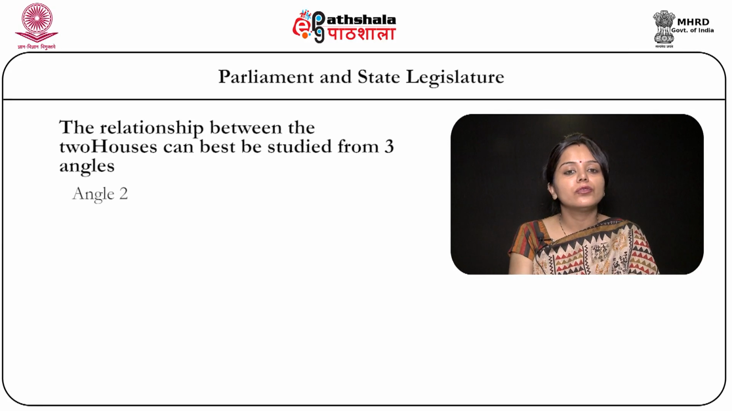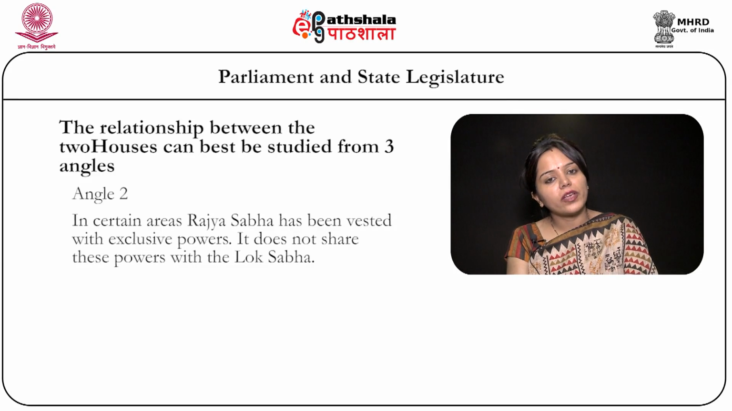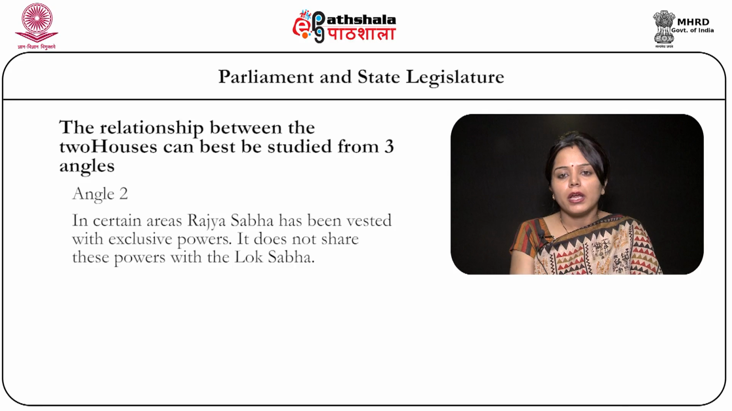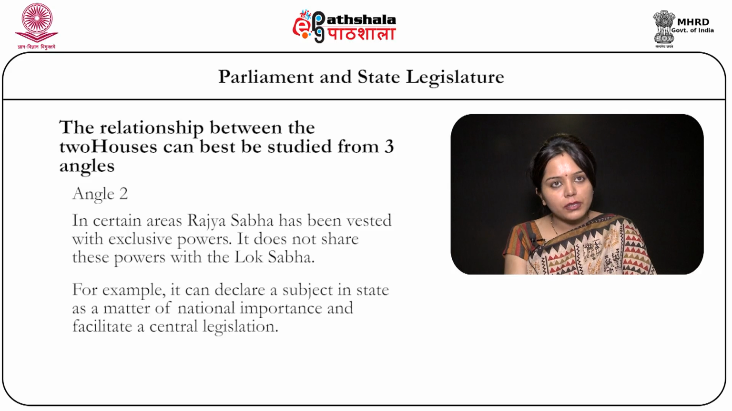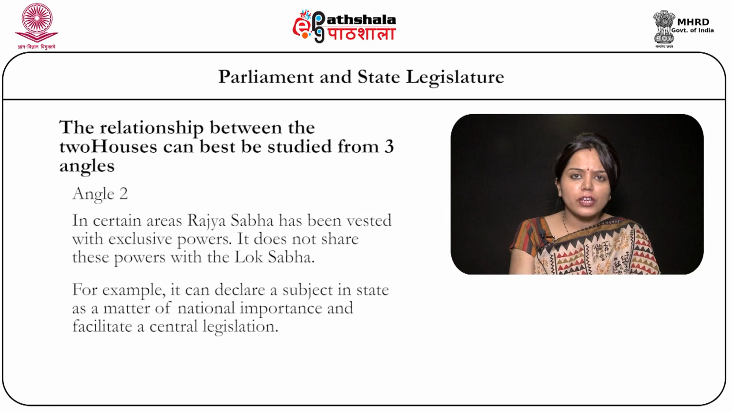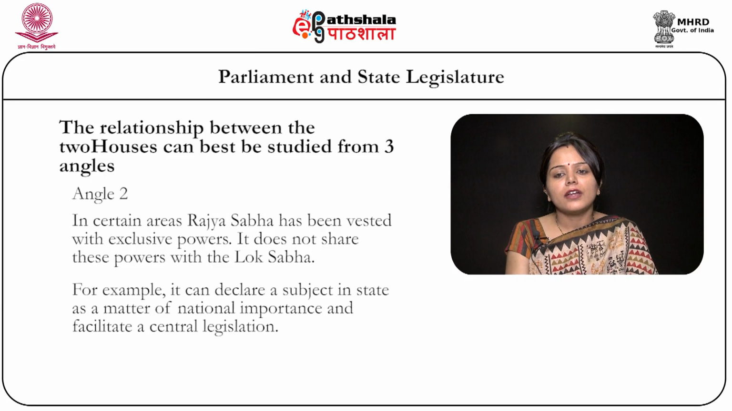The angle 2 about the relation is that in certain areas, Rajya Sabha has been vested with executive power. It does not share these powers with the Lok Sabha. For example, it can declare a subject in the state list as a matter of national importance and facilitate a central legislation.